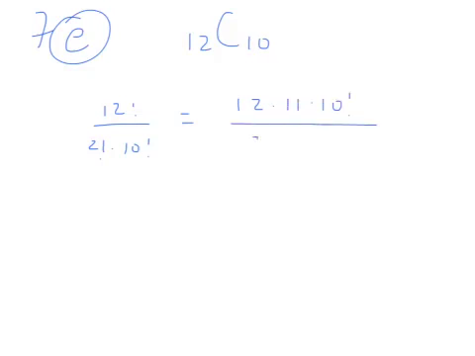In 7e, we've got another combination: 12 combined with 10, so we have 12 factorial over 2 factorial times 10 factorial. This will simplify to 12 times 11 times 10 factorial over 2 factorial times 10 factorial. So the 10 factorials go away. That simplifies to 6. We get 66.